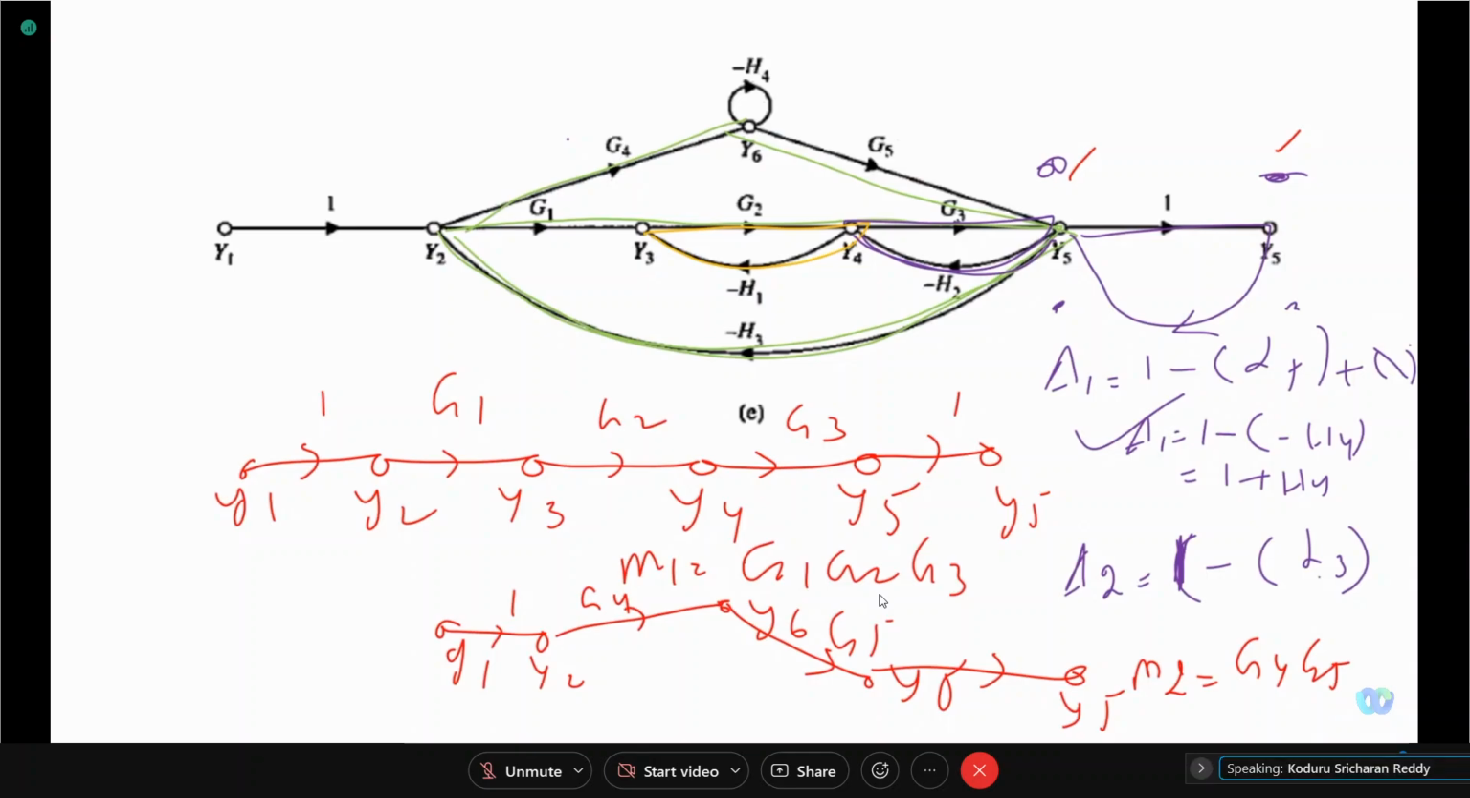So now, is it clear? One doubt. Yeah, tell me. Why can't we consider y1 also as a dummy node, sir? Yeah, correct. Y1 is also the same.